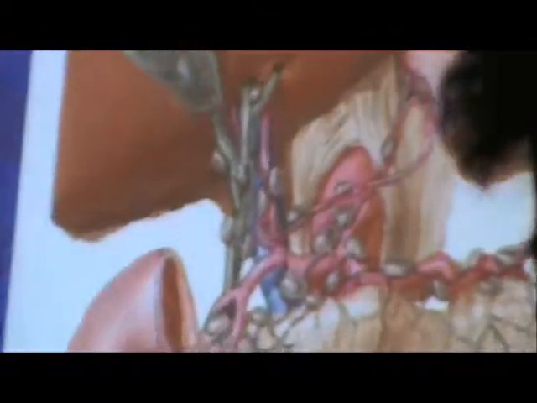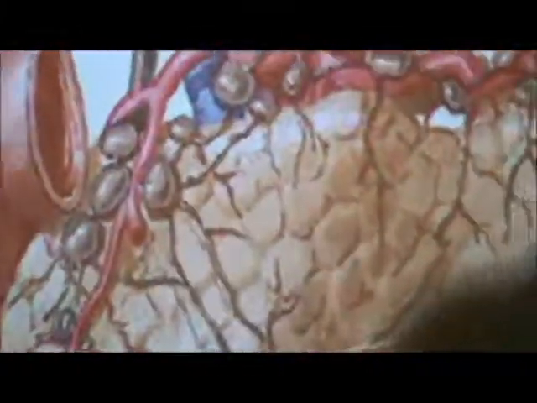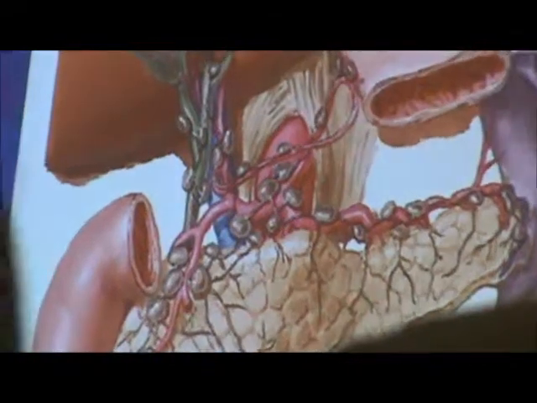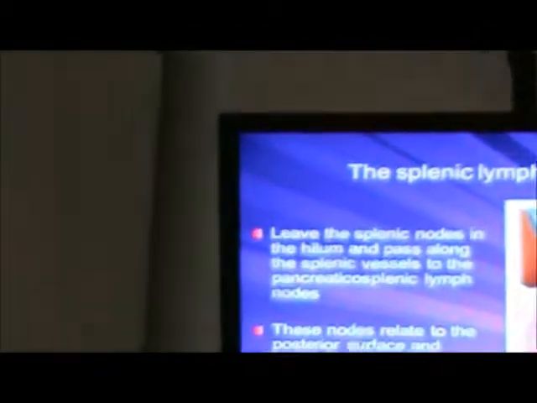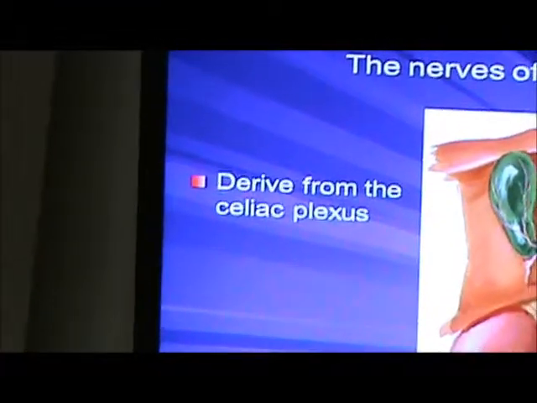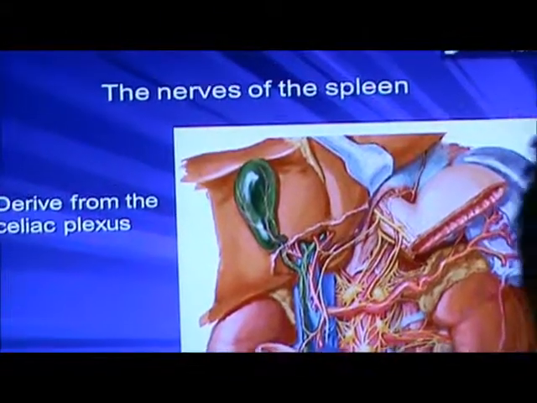Splenic lymphatic vessels leave the splenic lymph nodes in the hilum and pass along the splenic vessels to form the pancreaticosplenic lymph nodes, which pass with the splenic artery. So they are located at the superior border of the pancreas, of course, because there is located the splenic artery. And the nerves derive from the celiac plexus.